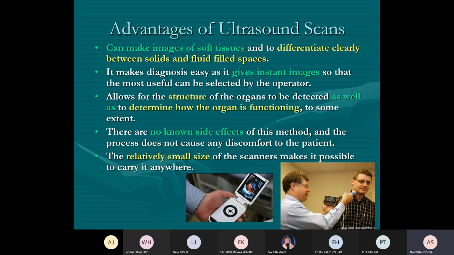You can check how the organs are working. Another important advantage compared to other techniques, of course, is no known side effects so far. Not very harmful. Another advantage: the machine itself is relatively small. We can carry the ultrasound into the ambulance. Not like MRI, not portable. X-ray, not portable, and dangerous. CT scan also not portable. This one is portable. I can carry it to the ambulance. So these are all the advantages of ultrasound.